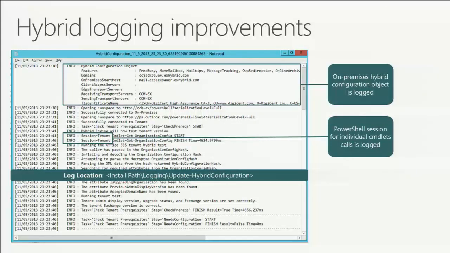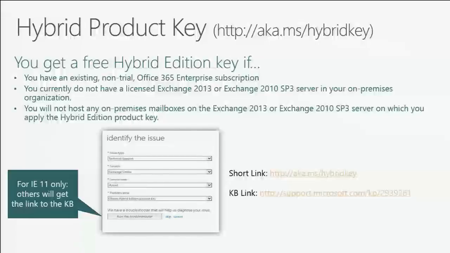I also wanted to explain in a little more detail how to get this hybrid key. As I mentioned, the rules are that you have to be a paying tenant. We do not issue the key for a trial tenant. If you go to the Office 365 support page, there's a direct link from there. If you select these drop-downs of Exchange Online, Hybrid, and Obtain Hybrid Edition product key, there's a button which will show up, run the troubleshooter, and that will take you to the website for getting the key itself.